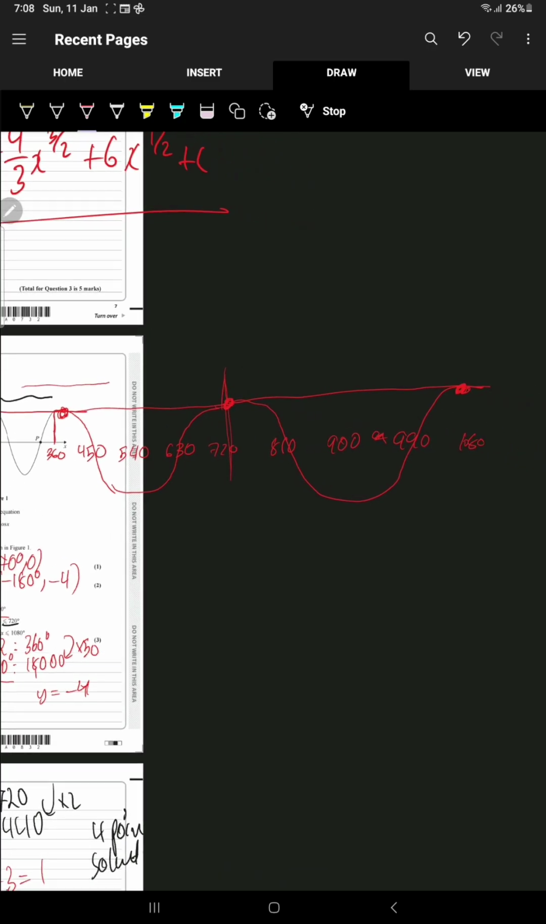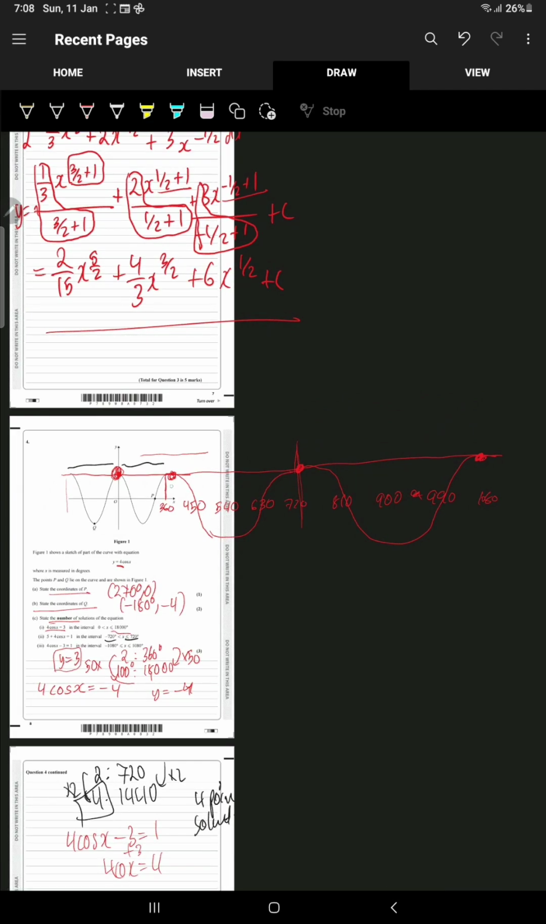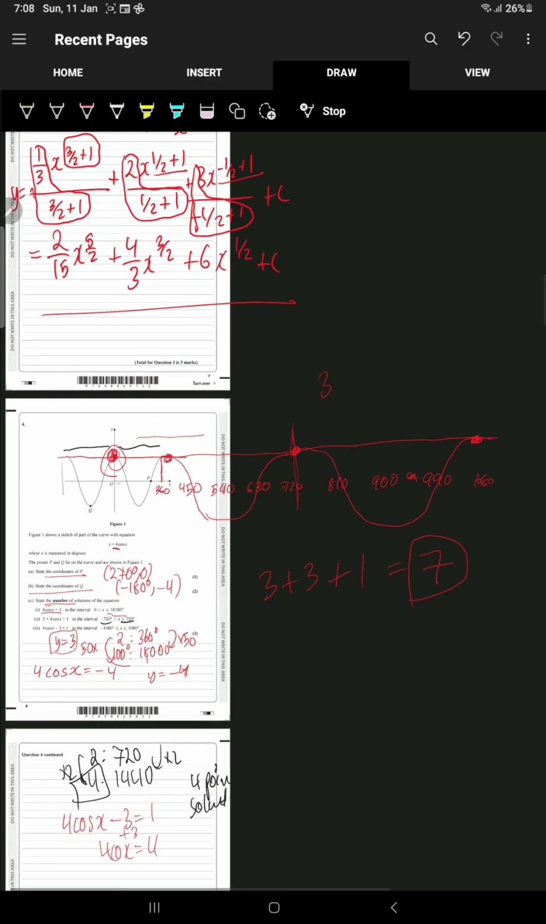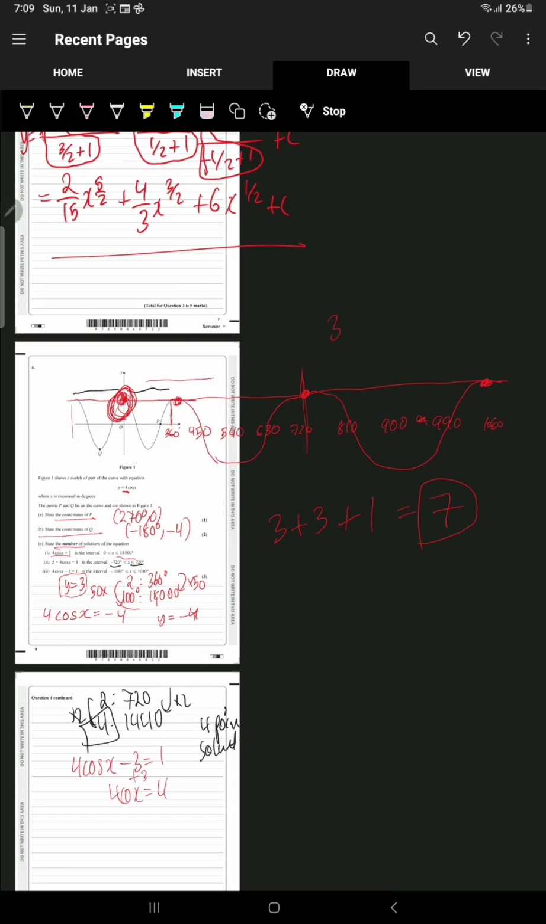And similarly for minus 1080, there is going to be 1, 2 and 3. All right, so 3 plus 3 plus 1 is going to give us 7 points of intersection, because this one is an extra here. So you have to think logically over here by extending the graph.